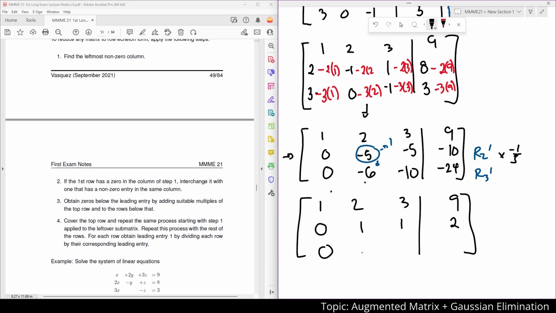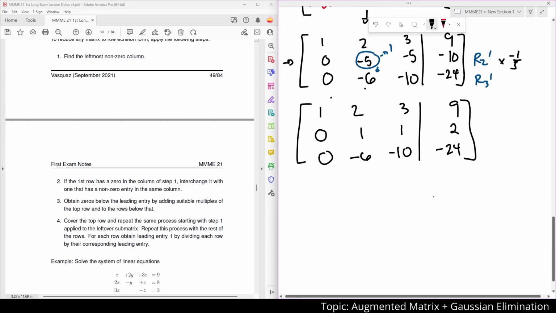Then we have 0, negative 6, negative 10, negative 4. Since nabago na, ito na yung R2 double prime. What we can do now is itong R3 prime natin, gusto natin matransform into 0 itong negative 6 na to, para maging row echelon form to.